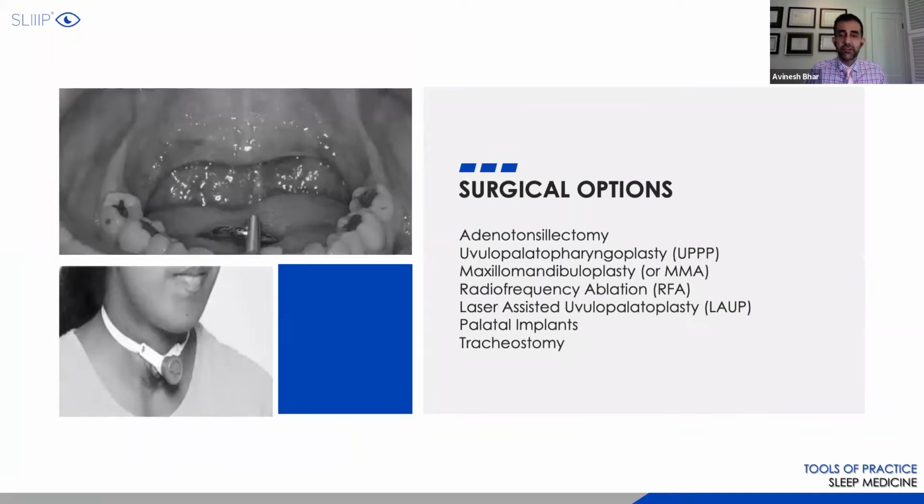The options, you can remove your tonsils and adenoids, which work much better in children. But even in children now, we're finding that the improvement related to surgical options is not long lasting. The UPPP has fallen out of favor. The RFA, or the radiofrequency ablation, along with laser-assisted uvulopalatoplasty, I just call it LAUP, is not long lasting and against most recommendations now.